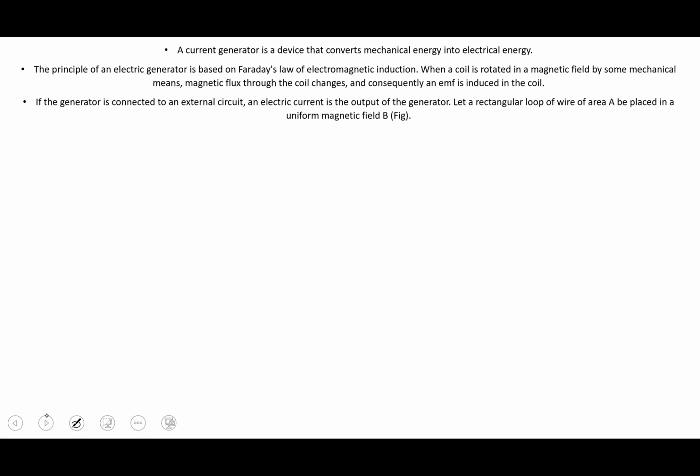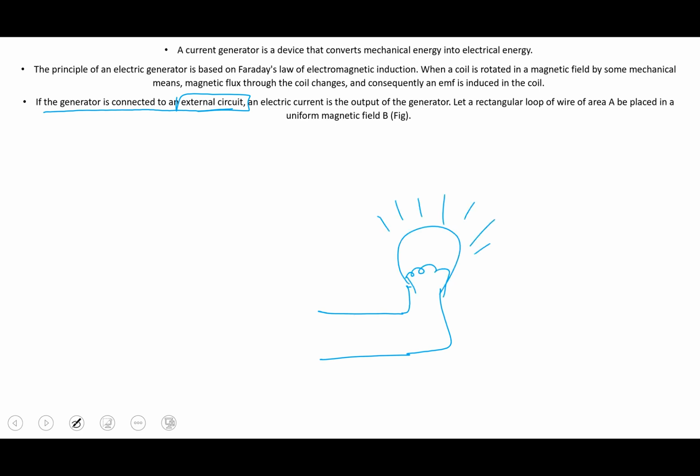Keeping that in our mind, if a generator is connected to an external circuit, that means if we connect this EMF to an external source, let's say a bulb, it will light up because it is giving off electricity. An electric current is the output of the generator. Let the rectangular loop of wire A be placed in a uniform magnetic field B.